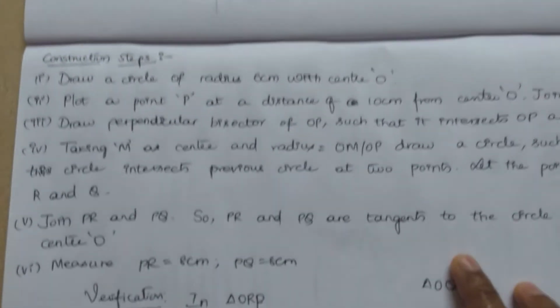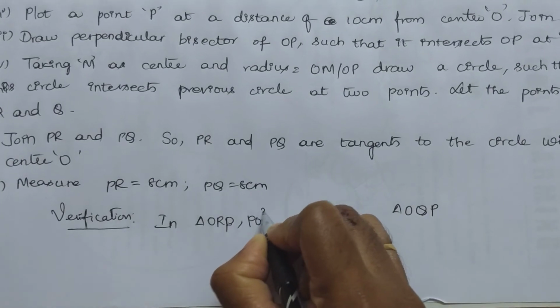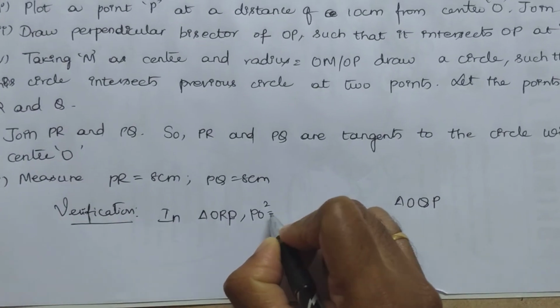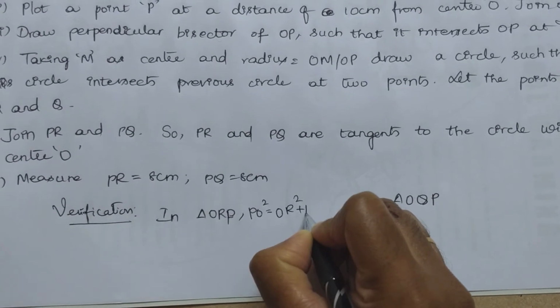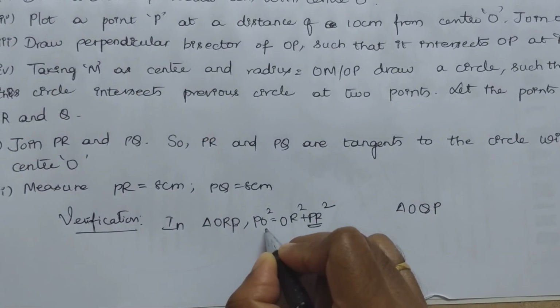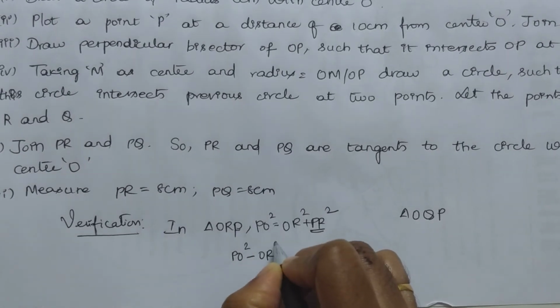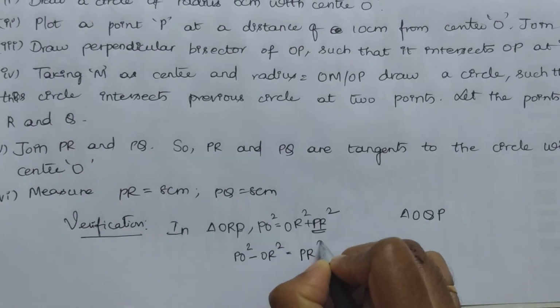Write the same thing here. In triangle ORP, PO square equals what? OR square plus PR square. But we have to verify this PR, so I am sending this to the left hand side. What does it become? PO square minus OR square equals PR square.